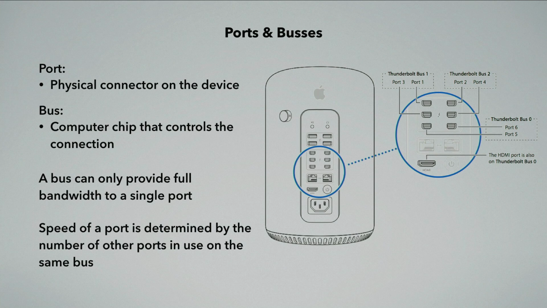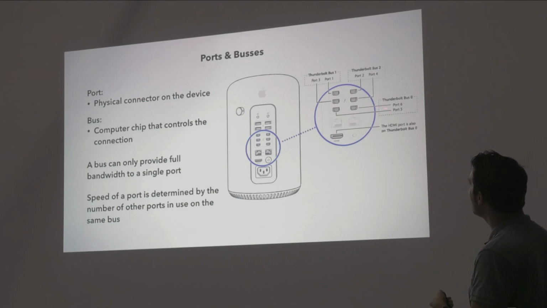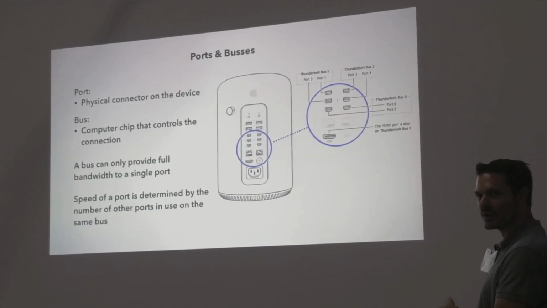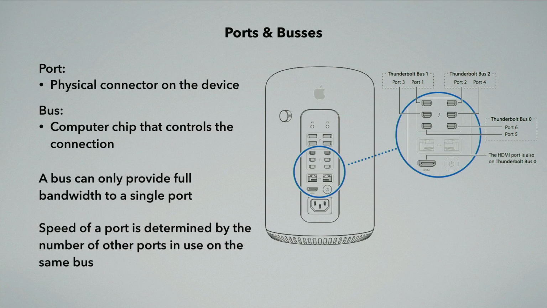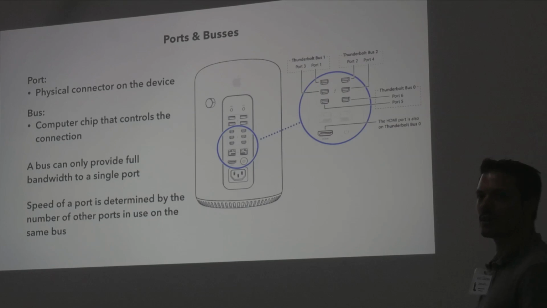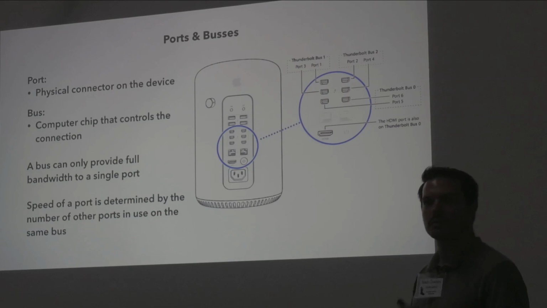So for example, if you look at the Mac Pro here, you'll notice that these two Thunderbolt ports are on bus 0, but the HDMI port is also on bus 0. The reason for that is that Thunderbolt actually carries a video signal, so this HDMI port can actually be fed by the bus that feeds these. But it also means that if you have, let's say, two 4K monitors and you plug one of them in here and one of them in here, because these are on the same bus, you're probably not going to get a signal on one of your monitors. Does that make sense to everyone?